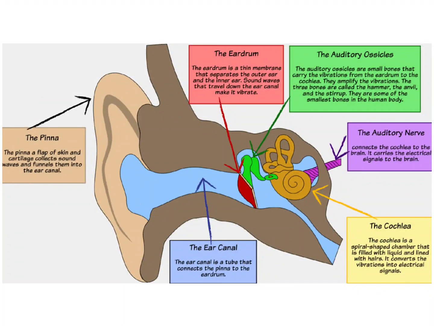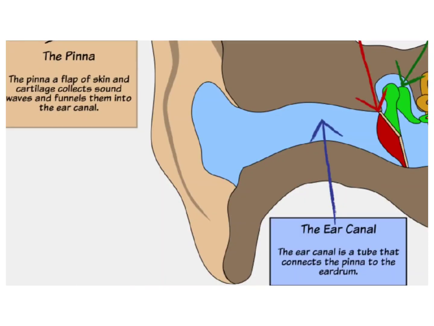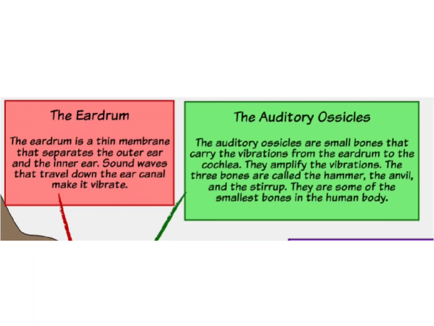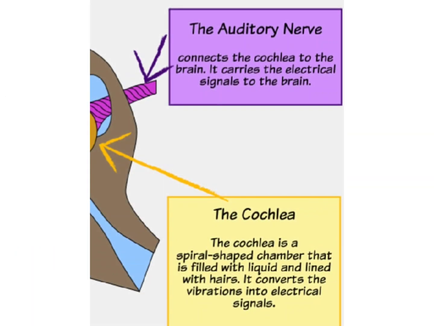My dear students, if you know the mechanism of hearing, surely you will know the functions of each part of our ear. So, these are the functions of the parts of the human ear. Now, let's see what are the parts of the ear involved in balancing.